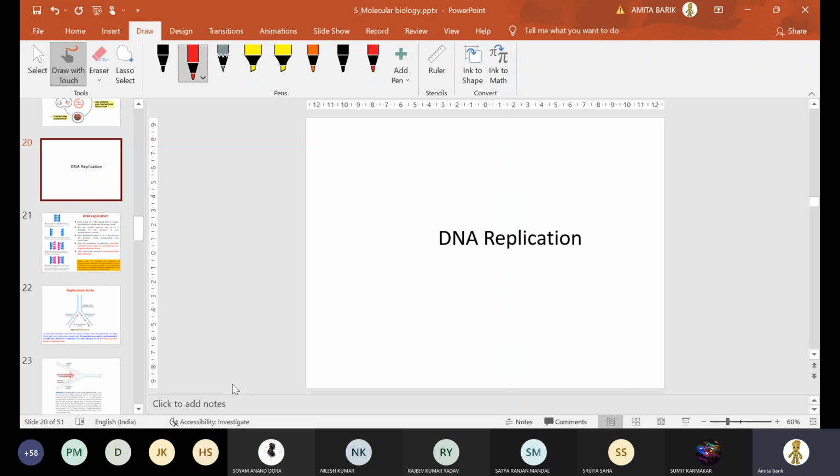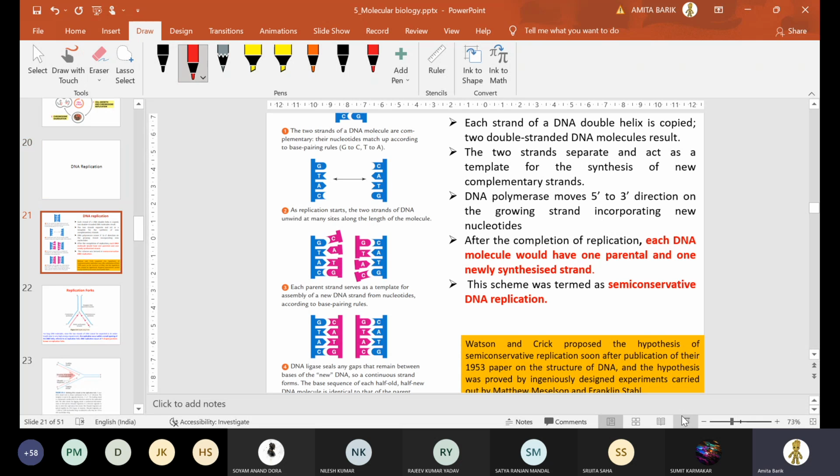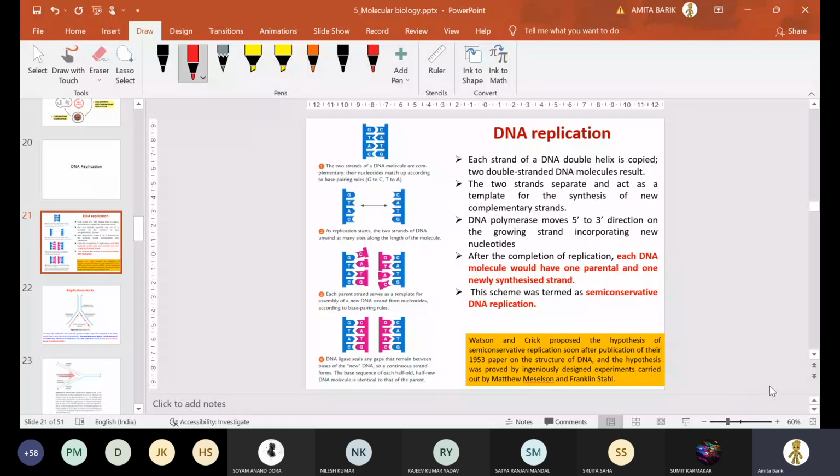I'm not putting it in slideshow mode because I have to draw some things. So this is DNA replication. Is this visible? Yes, ma'am.